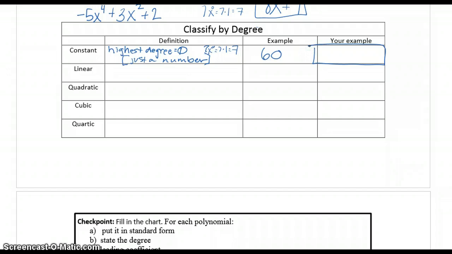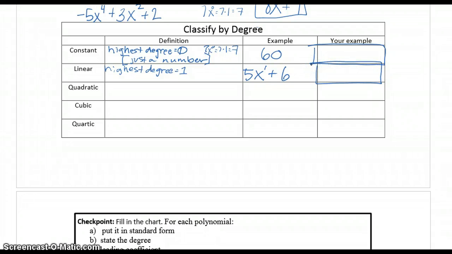And we have a linear polynomial. A linear polynomial is one where the highest degree is equal to 1. So, for example, we could have 5x plus 6. Our highest degree here is x to the first power. So that is a linear polynomial. You should be very familiar with this. Go ahead and write your own example.